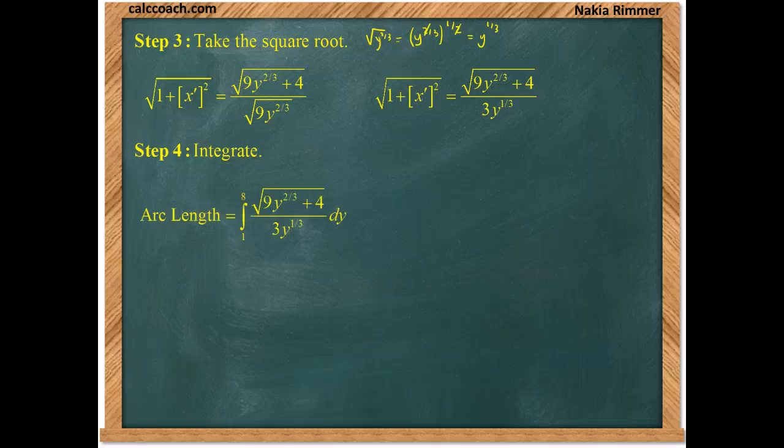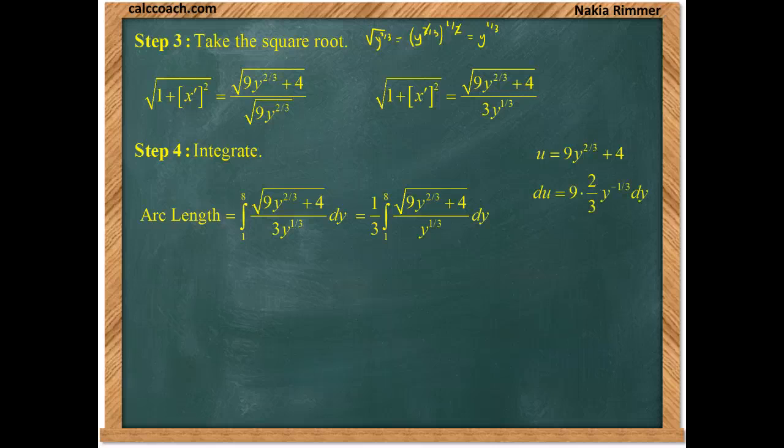The y limits were from 1 to 8. And so what we can do is pull the 1/3 outside and then focus on what's underneath the square root. For that, we could do a u substitution. Its derivative will involve the y as a negative exponent, negative 1/3. If u is equal to 9y to the 2/3 plus 4, then du is 9 times 2/3 y to the negative 1/3 dy.